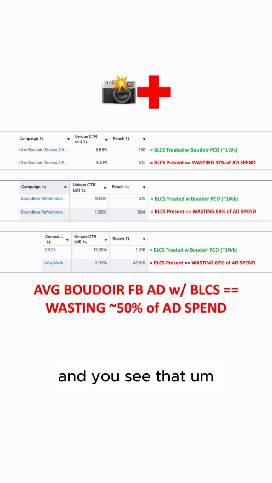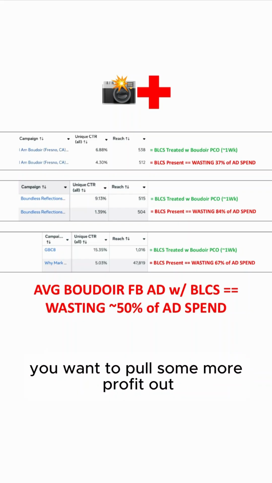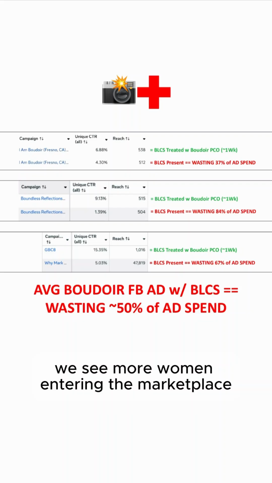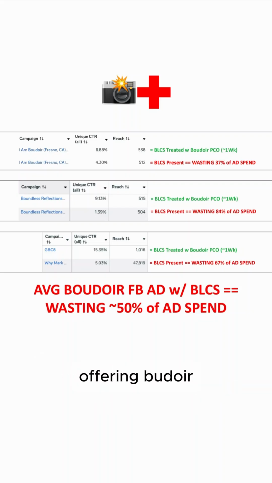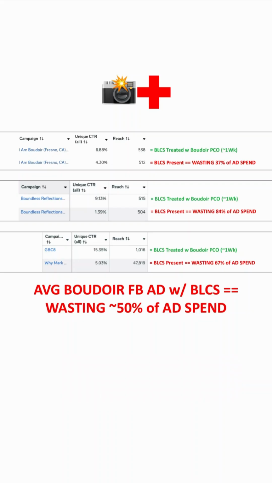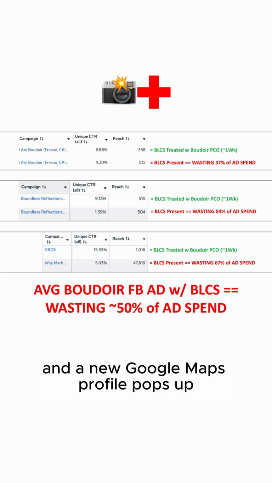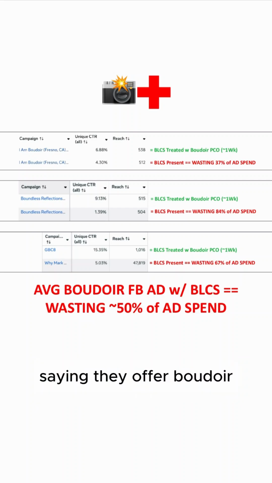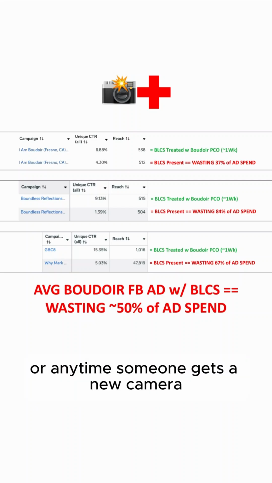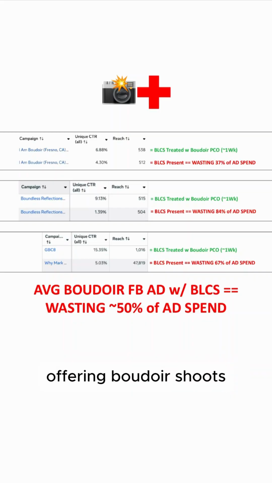And you see that there's more inflation occurring in the world around us. We want to pull some more profit out. We see more women entering the marketplace, offering boudoir services every day. So basically, the market's getting more saturated. Seems like every time that someone gets a new iPhone, a new Google Maps profile pops up saying they offer boudoir, or anytime someone gets a new camera, it seems like there's more posts in the mom groups offering boudoir shoots.